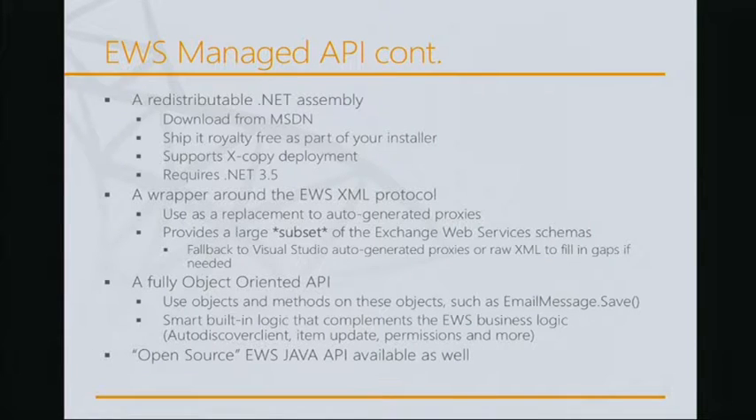A few best practices around the EWS managed API. It's a redistributable. You can get it directly from MSDN. You can ship it royalty-free as part of your installer. It's very straightforward to set up and deploy. Now, the requirement is .NET 3.5, which can be a bit of a pain for some apps. But outside of that, it supports Xcopy deployment. It's a strict wrapper around the EWS XML protocol. It's not like it calls a secret other protocol that's not EWS.